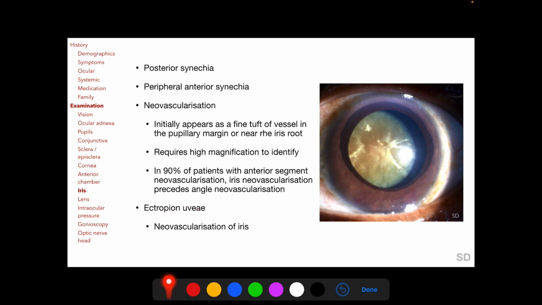Ectropion uveae is the migration of the posterior pigment epithelium of the iris around the pupillary margin and onto the anterior surface of the iris, as seen here in this photograph.